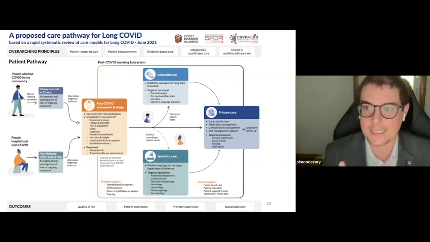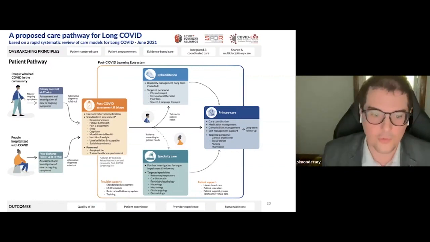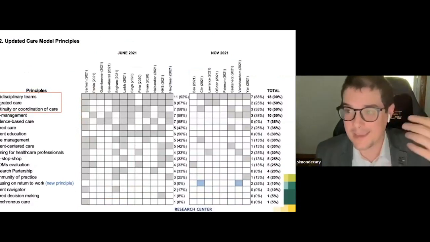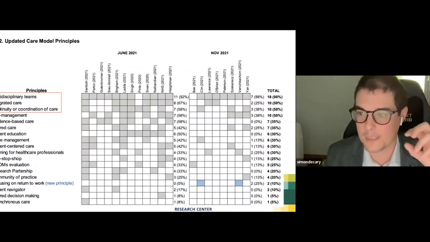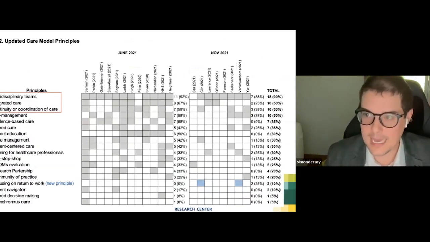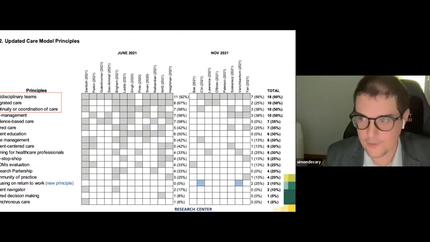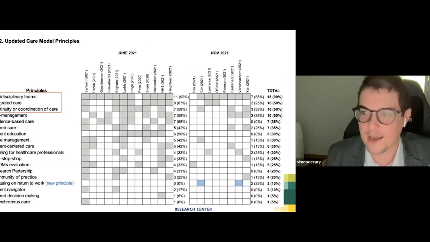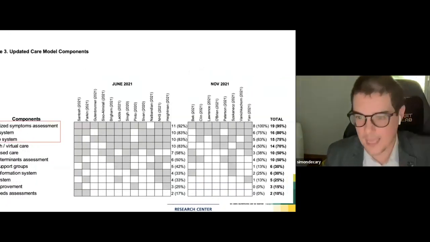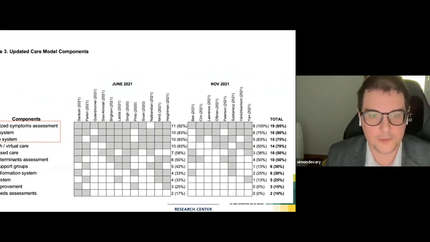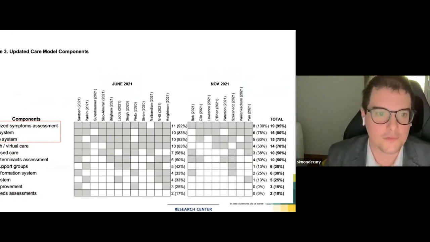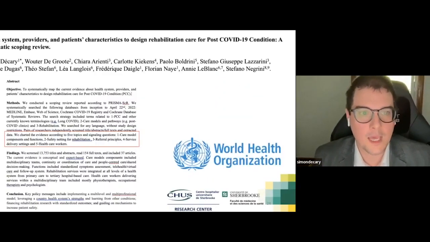So that's the overall landscape of the framework for a care model right now. And as the evidence built, we saw some principles and components that became more clearly identified as elements every care model should have in their model. So I will let you look at the details in the published paper to better understand this, and we'll discuss this in a few minutes with our panel.